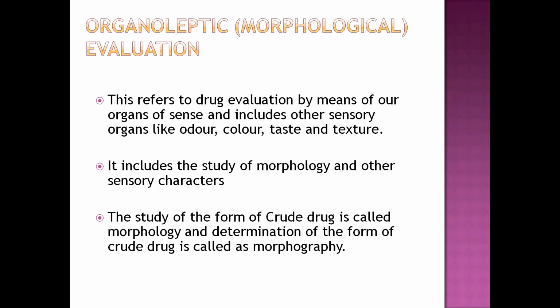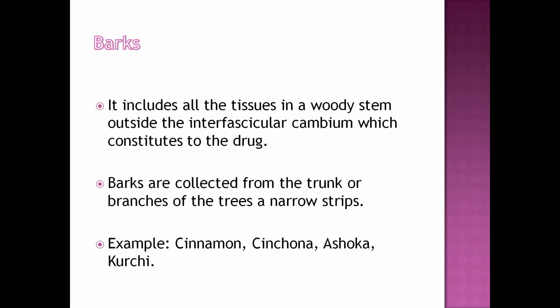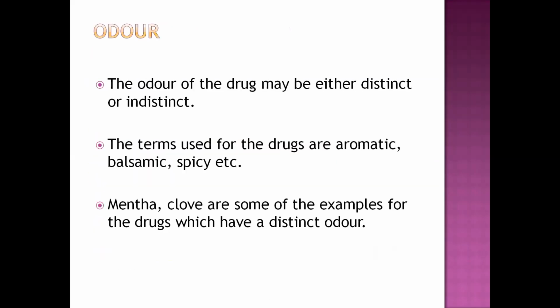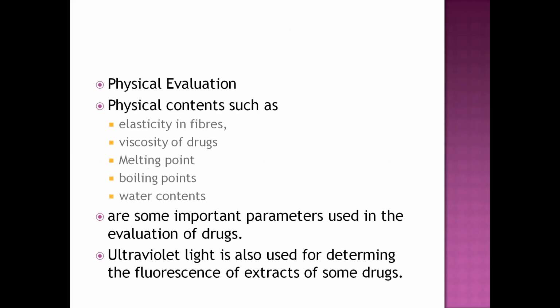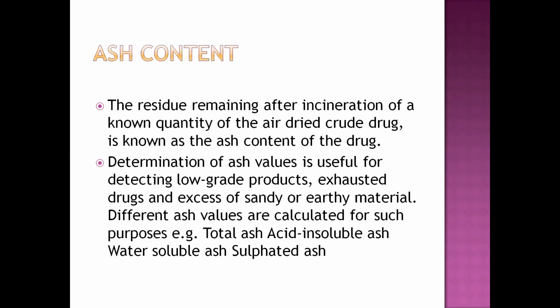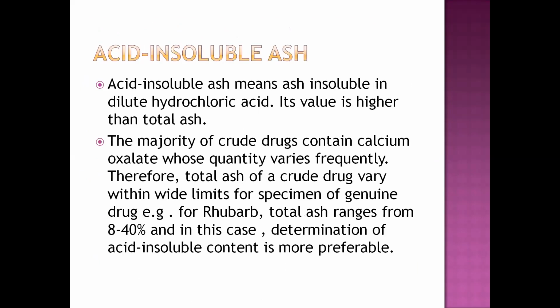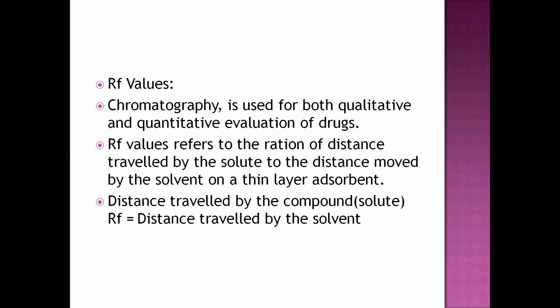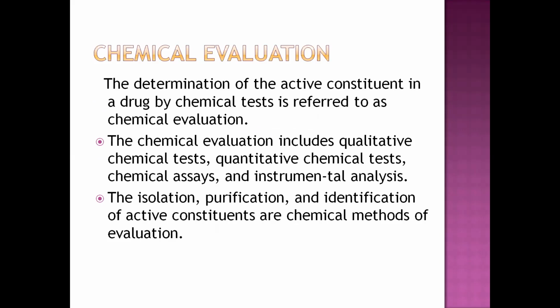So organoleptic is all about morphology, and the physical evaluation method is all about physical properties like melting point, boiling point, viscosity, moisture content, optical rotation, refractive index, ash, total ash value, acid insoluble ash, sulfated ash, and extractive value. Through all these methods, you can identify whether your drug is adulterated or not. And today, I'm going to start with the third method, that is the chemical evaluation method.